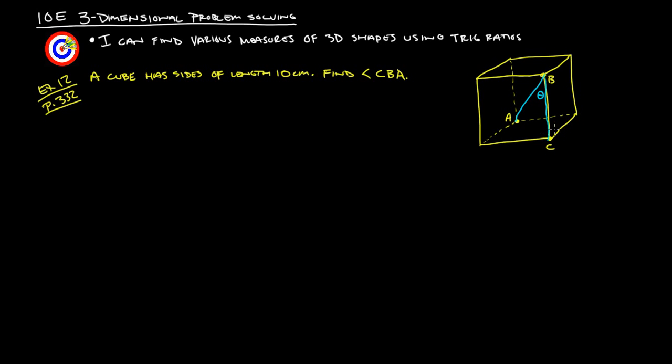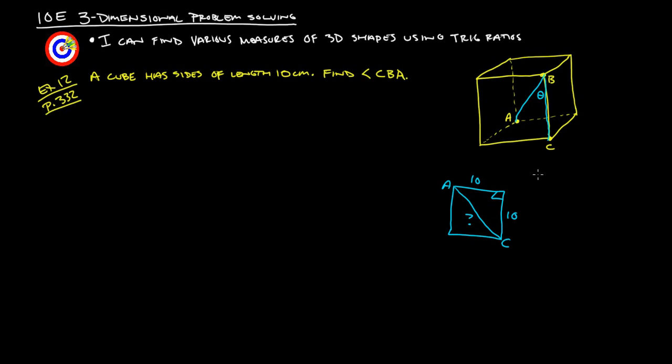All right, so what we want to do is take a look at this a little bit differently. Let's look at it as if we're looking straight down on top of it. That would be A, and that would be C. We know the cube has sides of length 10 centimeters. So this is 10, and this is 10 centimeters. And this is a cube, so these are all right angles. So we need to figure out how long this piece here is.